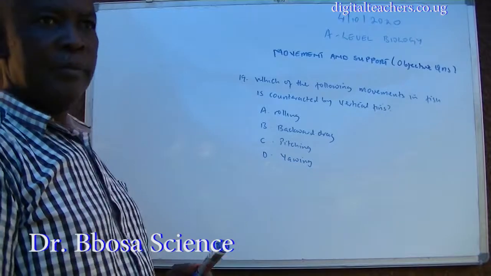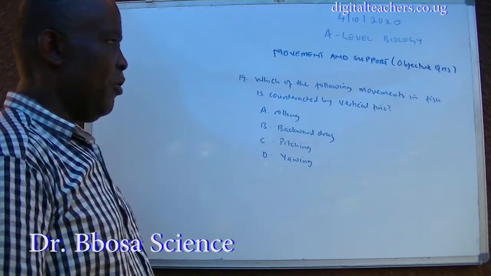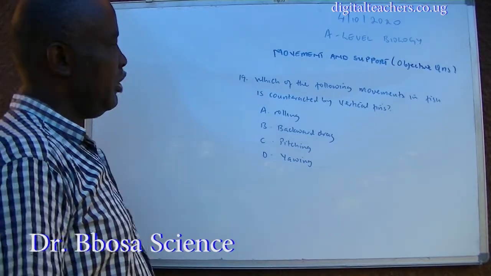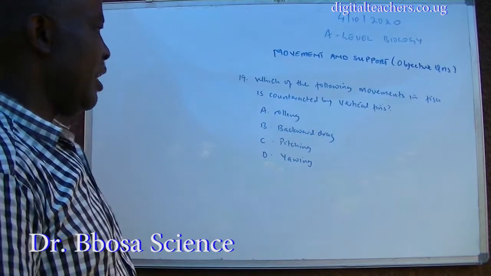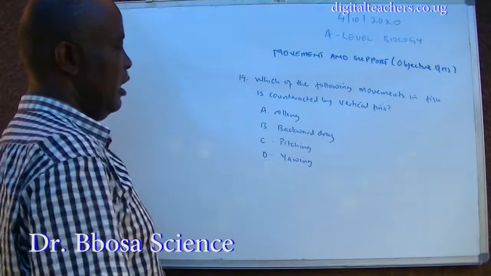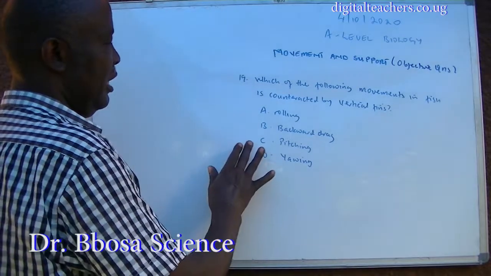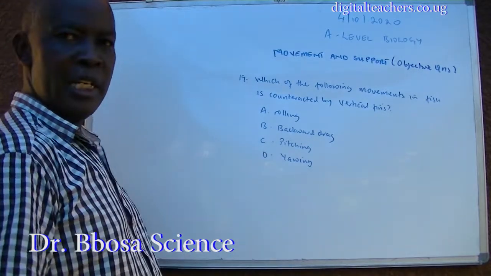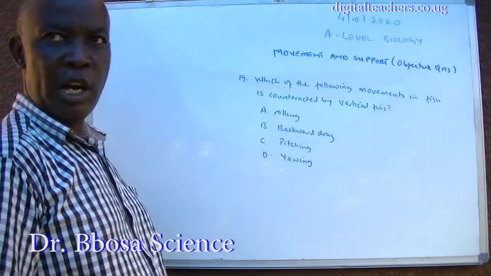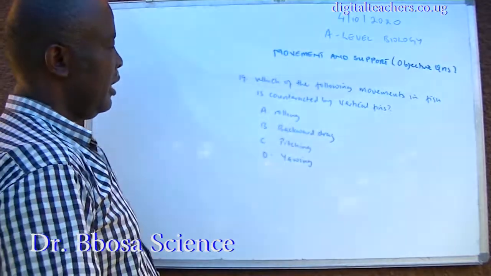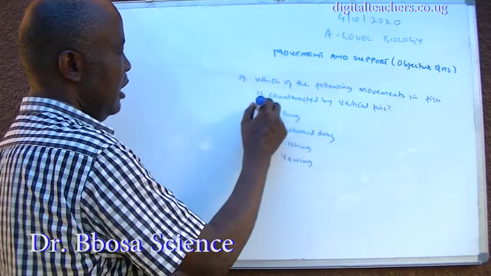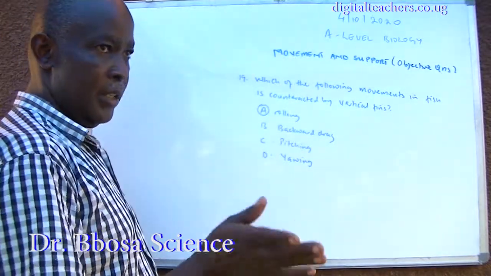Number 19. Which of the following movements in a fish is counteracted by vertical fins? A. Rolling. B. Backward drag. C. Pitching. D. Yawing. You can pause and answer. The answer is A. Rolling.